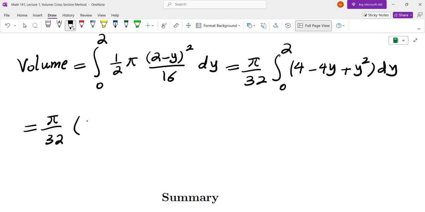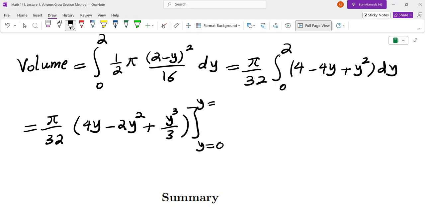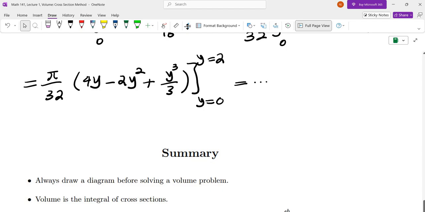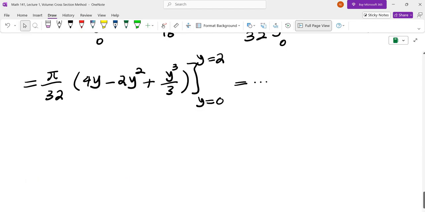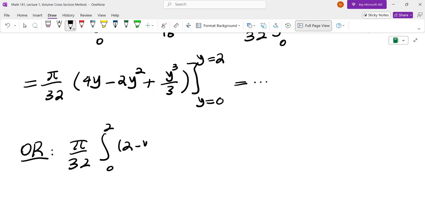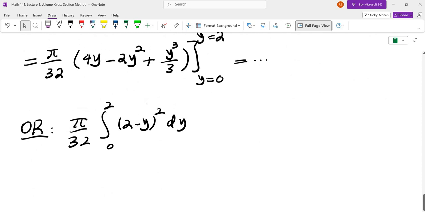And then we integrate this. We get 4y minus 2y squared plus y cubed over 3, and this would be from 0 to 2. And I'll let you substitute these. This is pretty straightforward. Now, an alternate way of evaluating this integral, which would have made things easier, is this. It's pi over 32, integral from 0 to 2 of (2 minus y) squared dy.